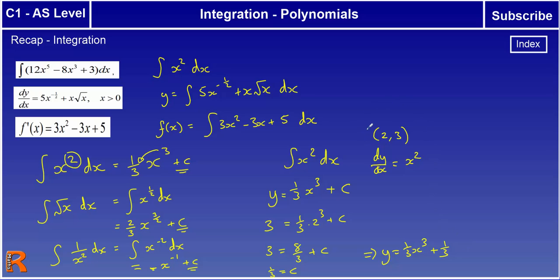Okay, so when we see a coordinate, it means that we are going to be working out this constant term we've integrated. So that's sort of a clue to what to do on these sorts of questions. Okay, so that's the recap for you. Let's get into some questions.